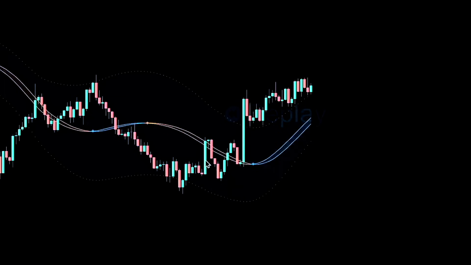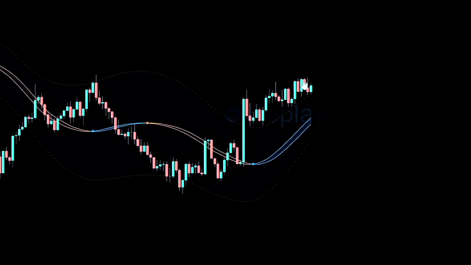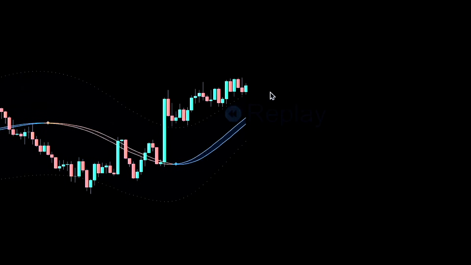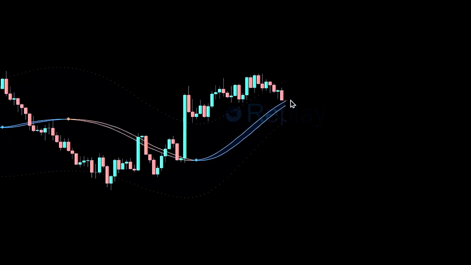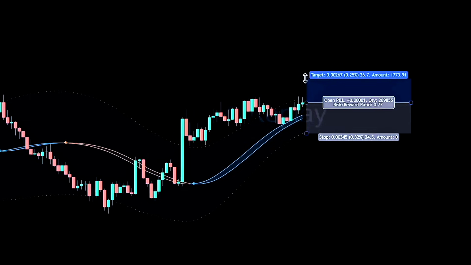For a bullish trade setup, look for the T3 line to turn blue, with price action forming higher highs and higher lows, confirming upward momentum. If the price reacts to the blue T3 line and it holds as a dynamic support level, this could be an ideal entry point, especially if the bands show moderate expansion rather than extreme volatility.